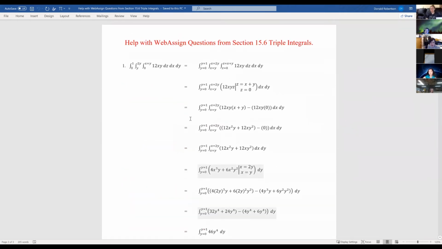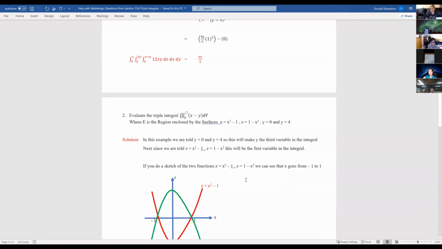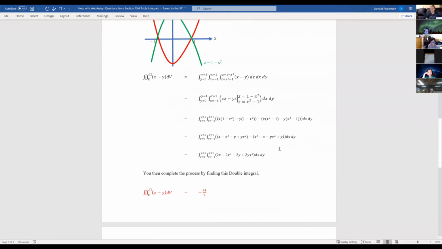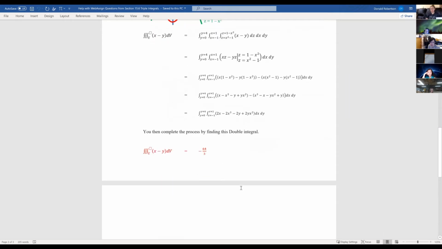But once you've set this up, it's just like question 1. You go through the integral and you do the z's first, then you do it with the x's next, and then finally you do it until you're finished, and the final answer ends up being, in this case, negative 64/3.